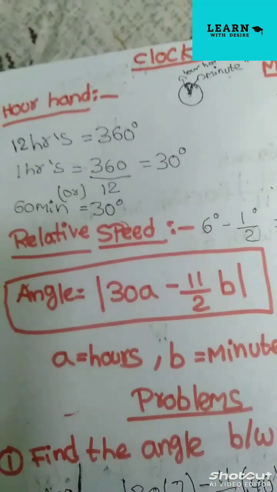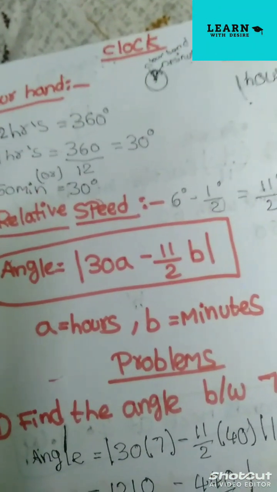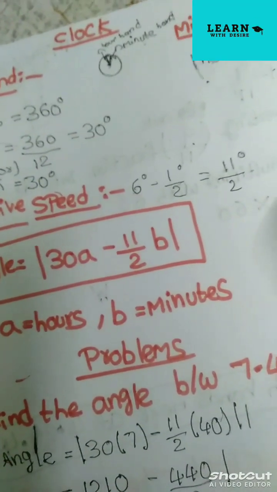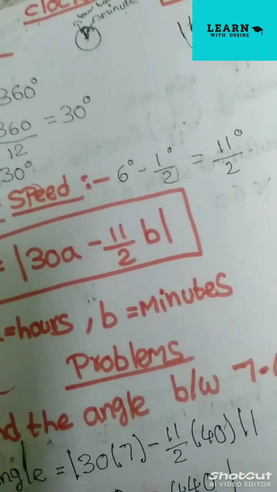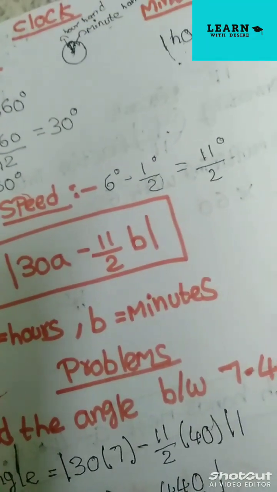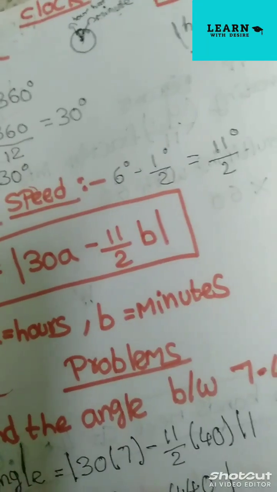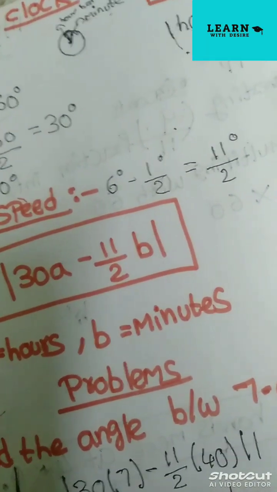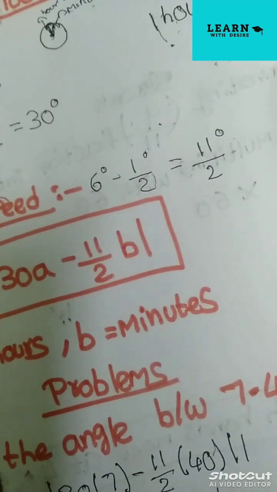Now let us see the relative speed of the clock. The relative speed of the clock will be like this. You can memorize this value, that is 6 minus 1 by 2. If we simplify the value, then we get 11 by 2.